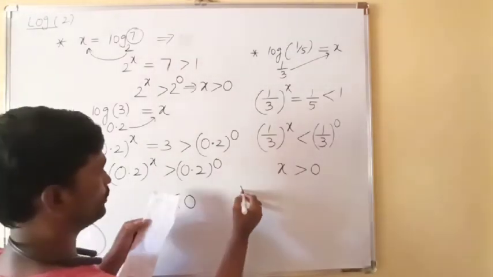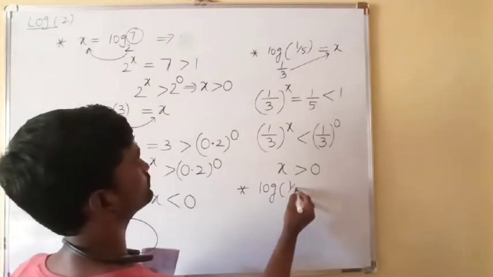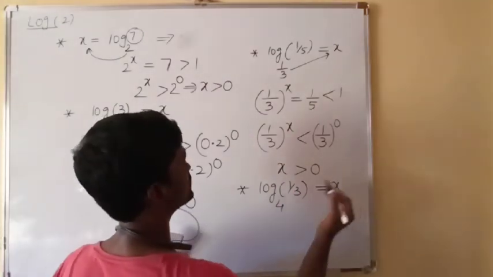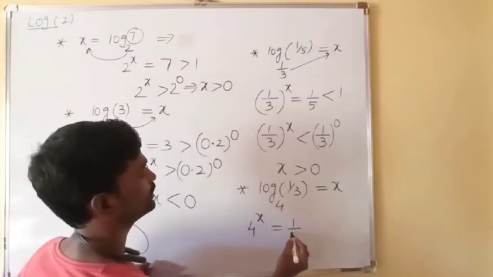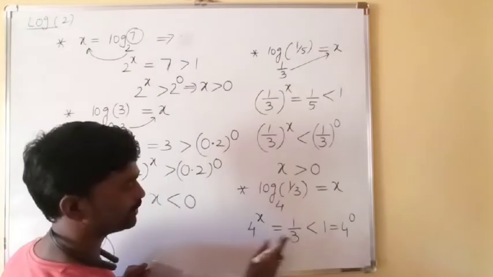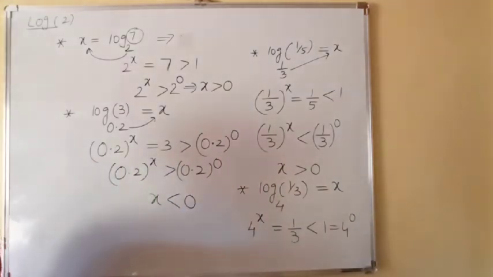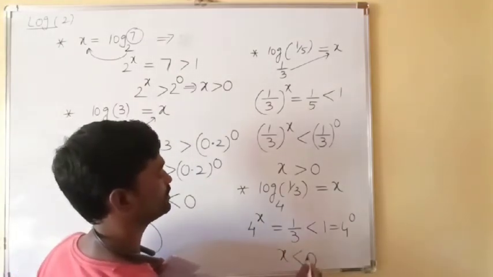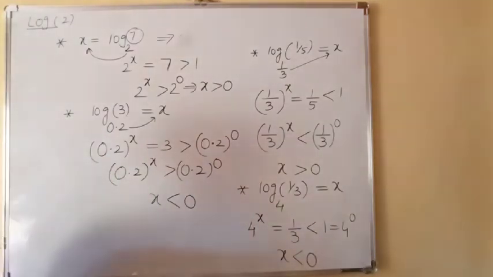Okay. Next, one more variety of problem. Log of 1 by 3 base 4. Same steps, let it be x. Then what you will get, 4 power x is equal to 1 by 3. 1 by 3 is less than 1, which is 4 power 0. So 4 power x less than 4 power 0. Base 4 is greater than 1, so after removing the function, the inequality remains the same. So x is less than 0. That means log 1 by 3 base 4 is a negative number.